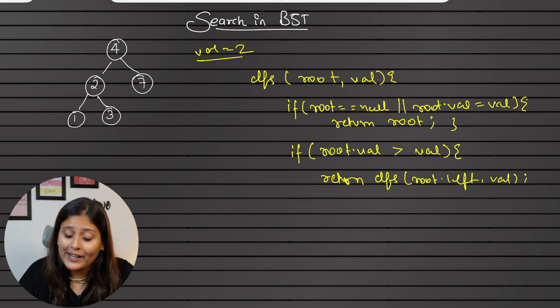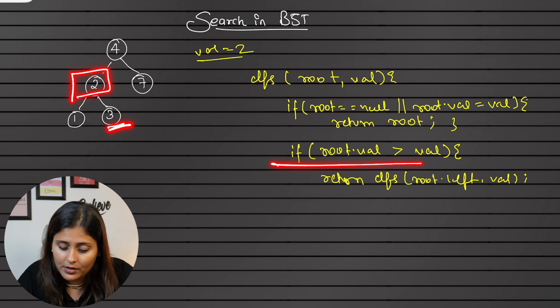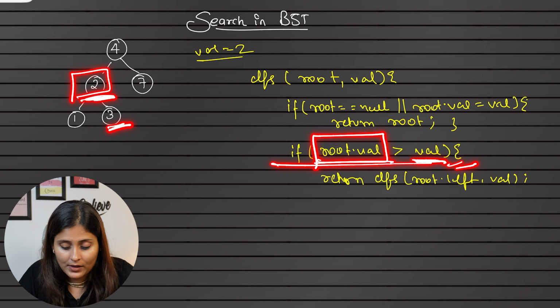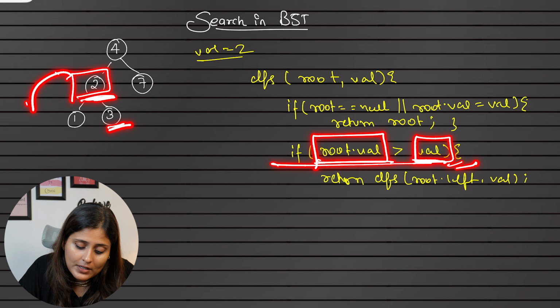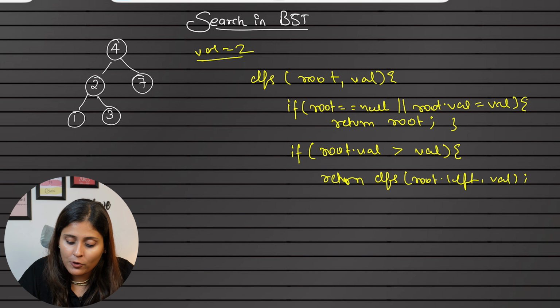Very simple. Or else, suppose you have to find 3. So when you have to find 3, what will happen? It will say, is the root value, which is 2, greater than the value? No. No means this value, which is 3 you are looking for, will not be present towards the left side of 2, but it will be present towards the right side. So basically it will go in an else condition.